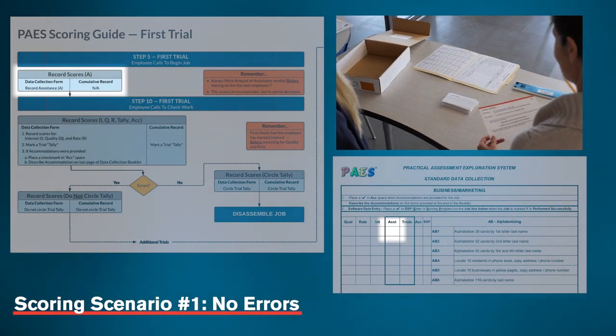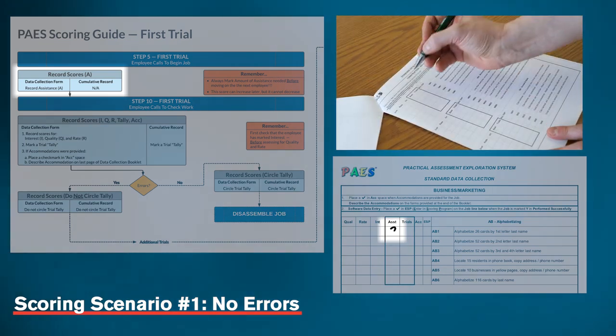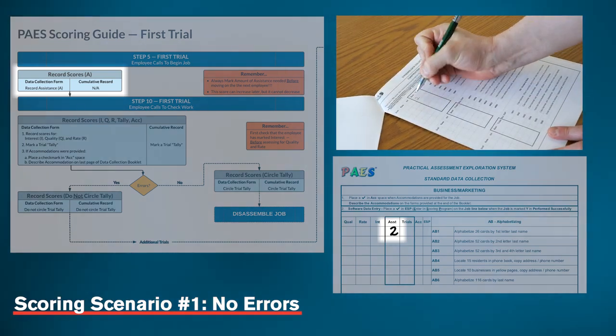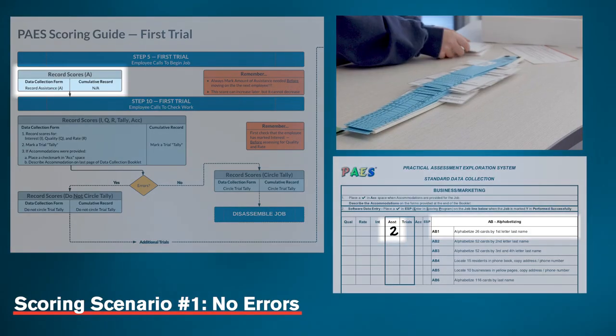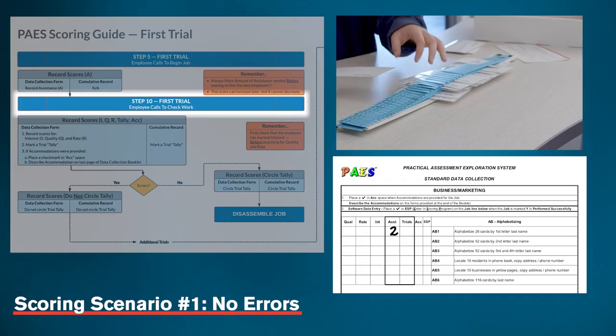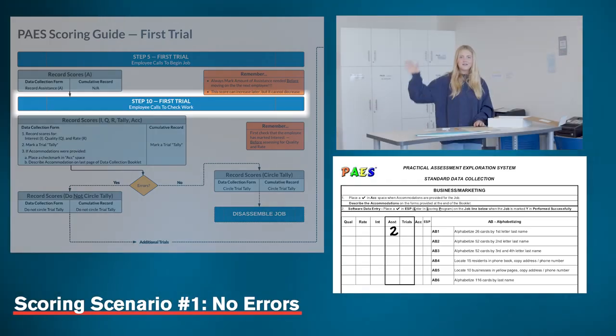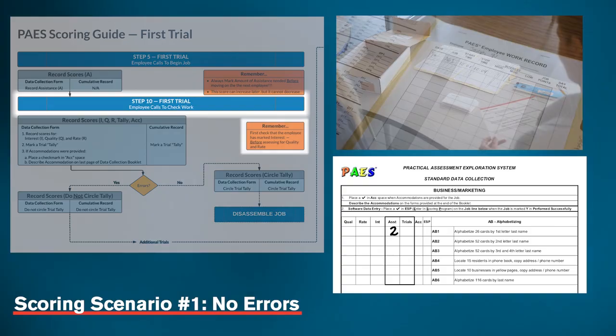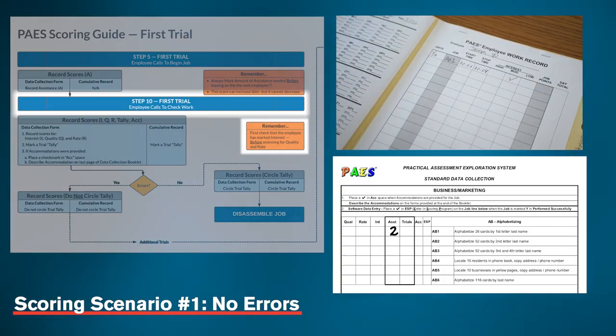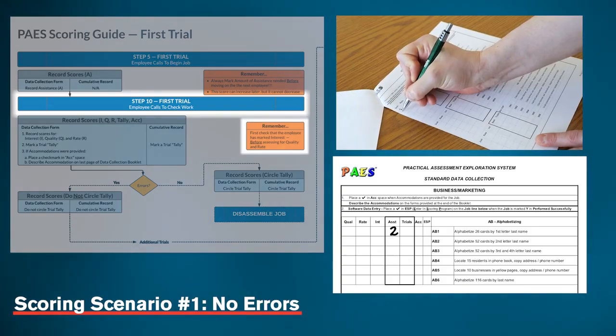This supervisor gave a verbal description of the job. Put a 2 in the assistance box next to the AB1 job. During step 10, after the employee has completed their first trial and called you over, review their work. Remember to first check that they've recorded their interest on their daily work record before recording scores.